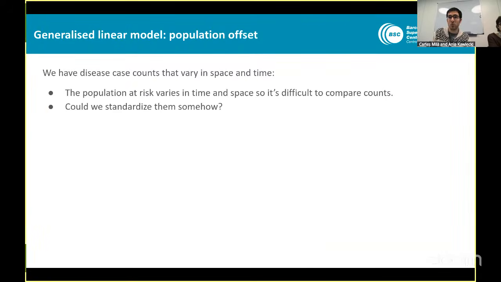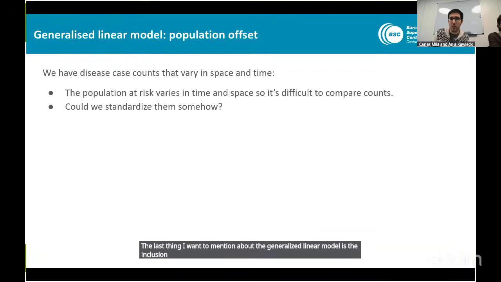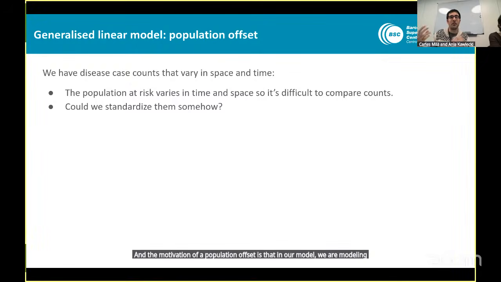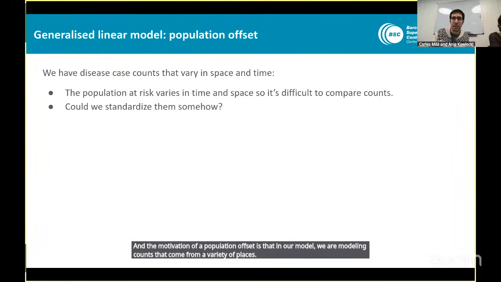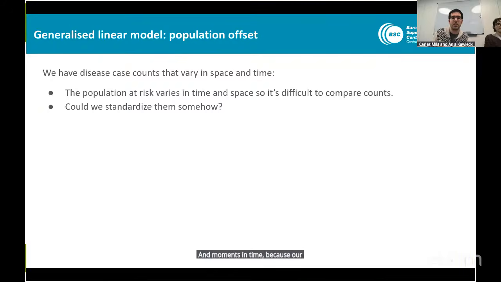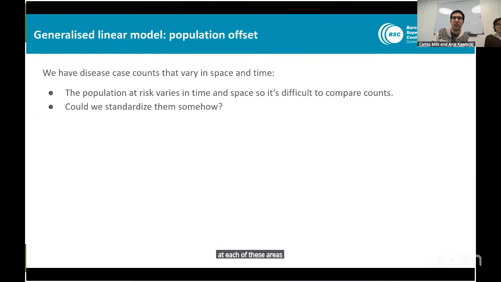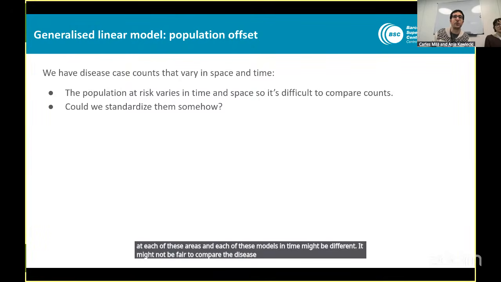The last thing I want to mention about the generalized linear model is the inclusion of what we call a population offset. The motivation for a population offset is that in our model, we are modeling counts that come from a variety of places and moments in time because our data, again, is structured in space and time. Comparing the crude counts might be tricky because the population at risk at each of these areas and each of these moments in time might be different. It might not be fair to compare the disease case count in a city versus a rural area.